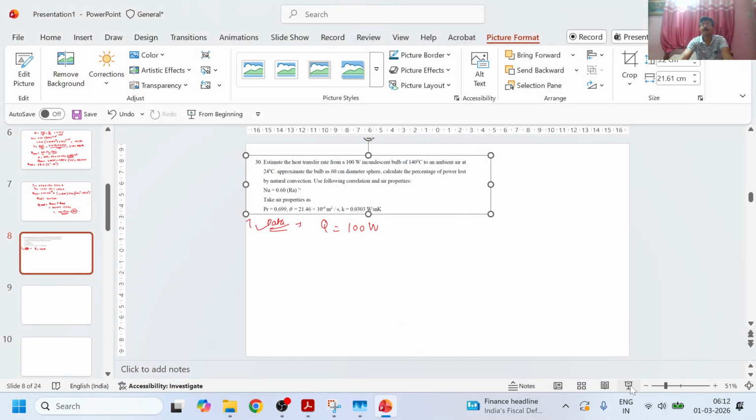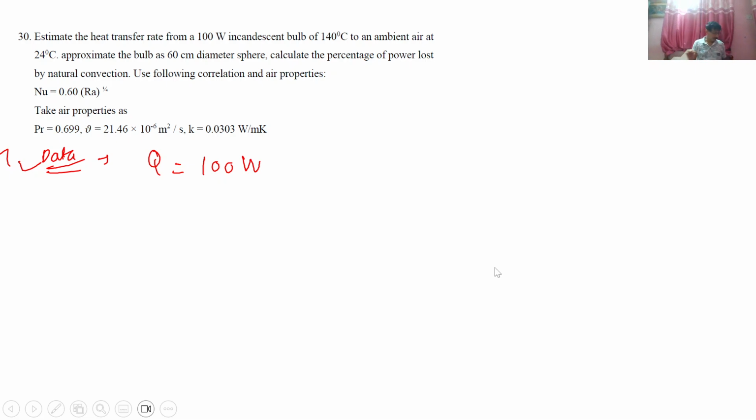So that bulb is given of 100 watt. So it is spherical. What is the shape of the bulb? It is closely approximated to a sphere for the shape. उसका टेम्परेचर कितना दिया हुआ है बल्ब का? 140. Means Ts is 140.